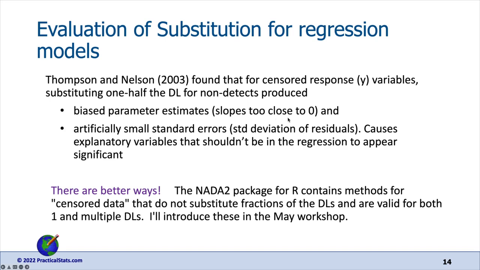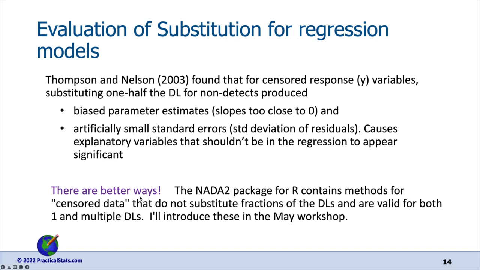Slopes in particular are too close to zero because we've just stuck in a whole lot of zero slope values. I won't call them data, zero slope values. And then artificially, that lowers the standard error, which is just the standard deviation of the residuals around the regression line. And that is used in the test for determining whether the X variables, the explanatory variables, are significant or not. And it is too low in terms of the standard error, so it causes some variables that should not be in the regression to appear significant, and you include them as explanatory variables, the X variables, in the regression.